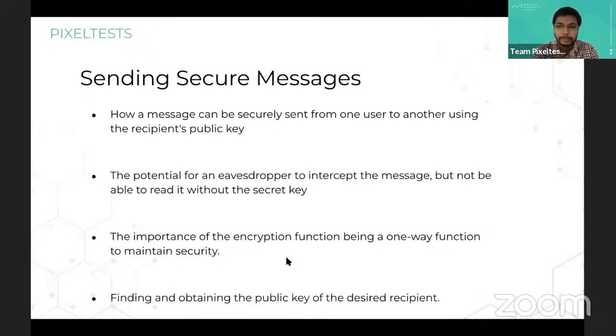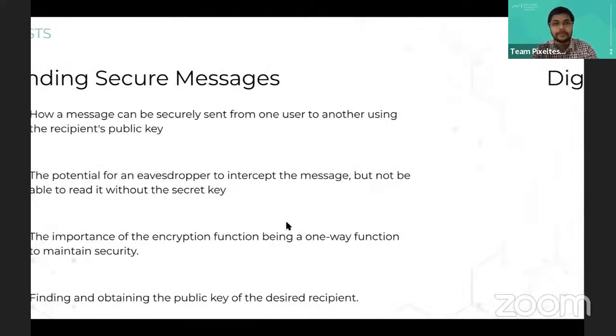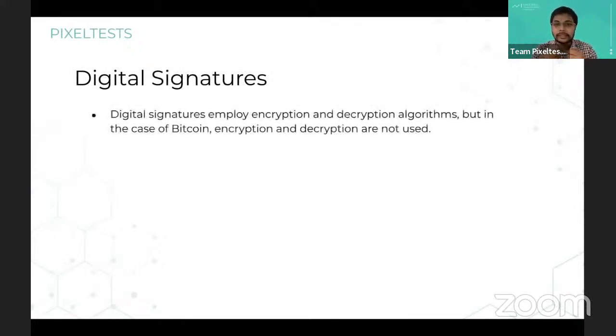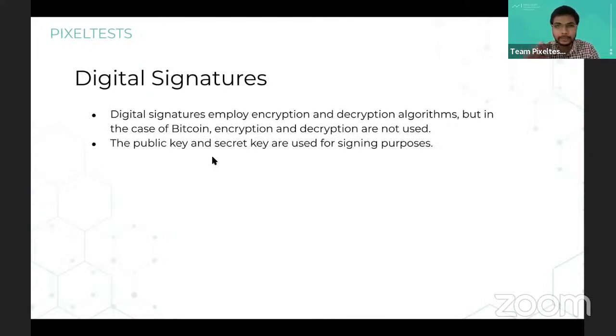Now, finding and obtaining the public key of the desired recipient is the only step that would be required, right? Now comes the digital signatures. So what is a digital signature? A digital signature is nothing but the common agreement, right? So a digital signature employs encryption and decryption algorithms both, but in case of Bitcoin, encryption and decryption is not used, right? So the public key and the secret key are used for the signing process.